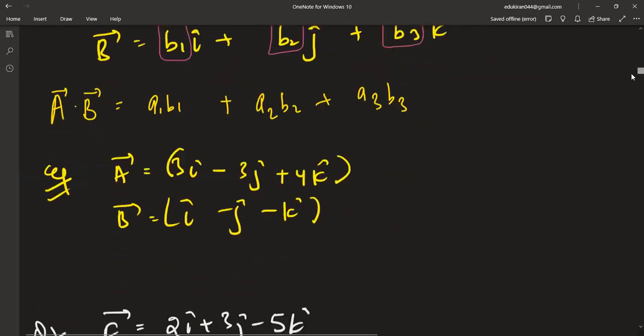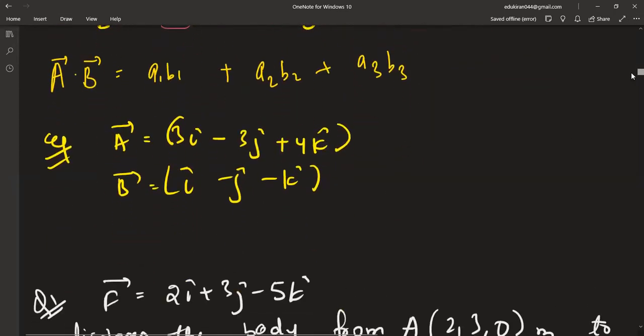For example, let us discuss this question, then I'll give you questions which you have to practice by yourselves. A vector is 3i cap minus 3j cap plus 4k cap. And what is the B vector? i cap minus j cap minus k cap. So, A vector dot B vector. Let's start with Martin.